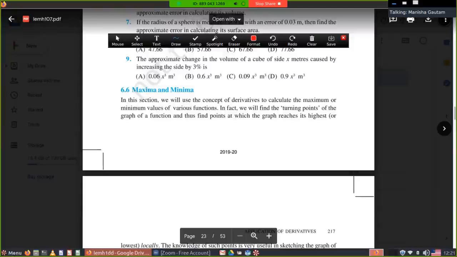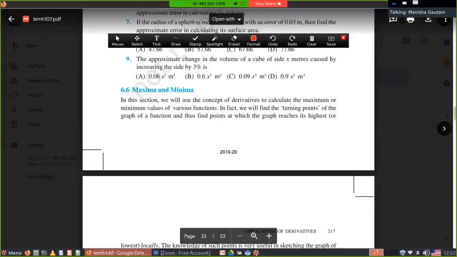First of all, we'll study the definition of maxima and minima. We'll study a few graphs, then the local maxima, local minima, then the first derivative method to calculate maxima and minima, and the last one is the second derivative method. Now, what is the definition of maxima and minima, and what type of graphs give you an idea about the maxima and minima? In this section, we'll use the concept of derivative to calculate the maxima and minima values of various functions.